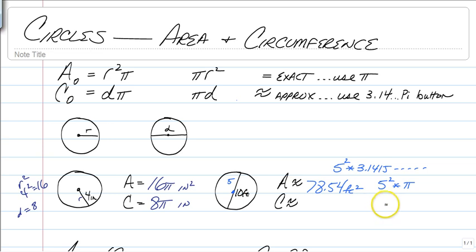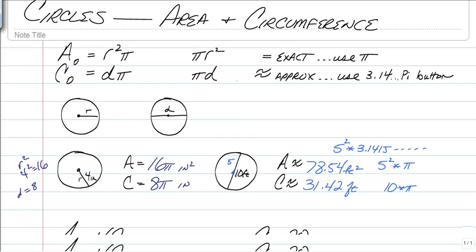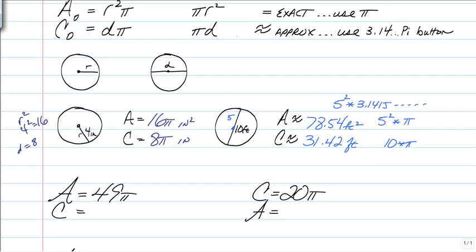Same with circumference. You would just type the diameter 10 times the pi button, or 3.14, and you will get a rounded decimal of 31.42 feet. So that's the difference between exact and rounding to an approximate answer with area and circumference.